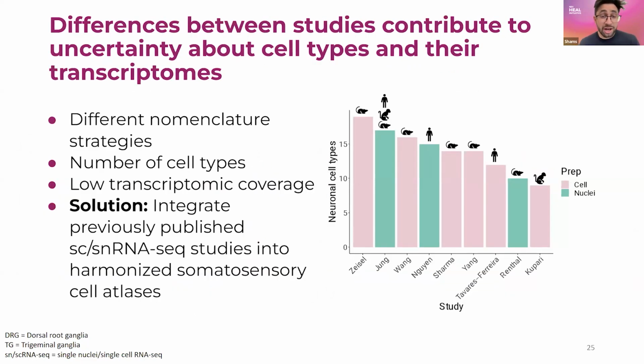So one great thing is most of these studies have provided their raw and processed data on GEO. However, it still remains challenging to compare data and conclusions between these studies because of the differences that exist between data sets. One difference is the fact that each study uses their own nomenclature to annotate cell types. And while this is a small point, it still adds confusion to comparing the results between studies. Additionally, technical differences such as differences in species sequenced, cells versus nuclei prep, bioinformatics pipeline, sequencing pipeline, as well as sequencing platform can create differences in the number of cell types reported between studies, as I'm displaying on the right-hand side, and can also create data sets with low transcriptomic coverage.